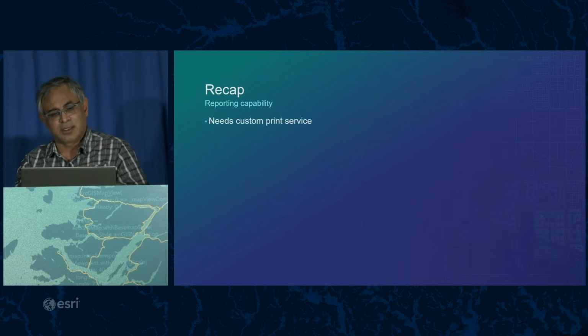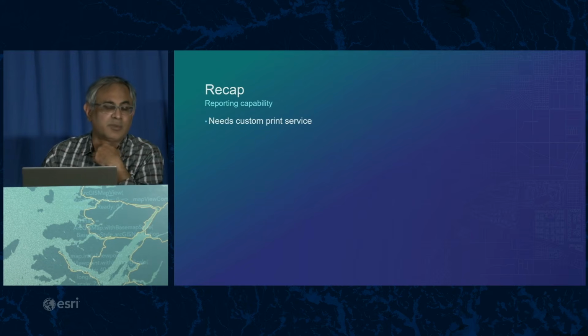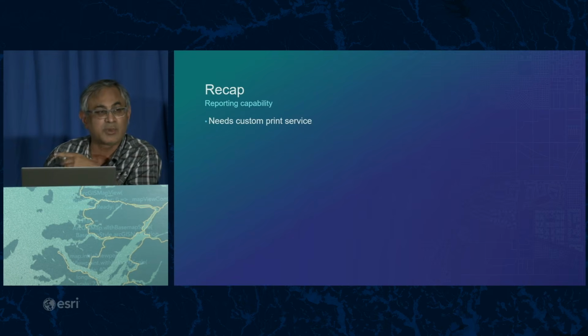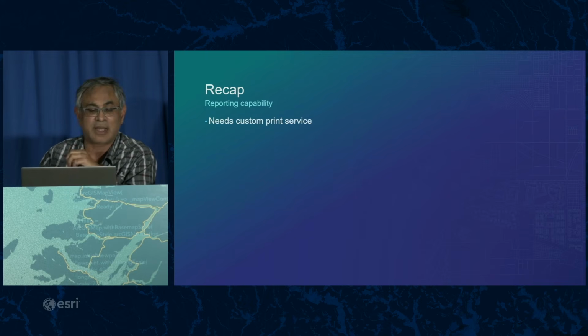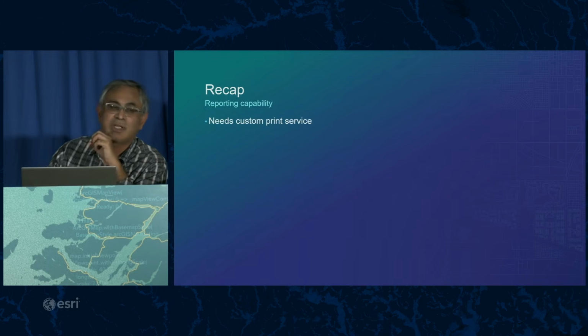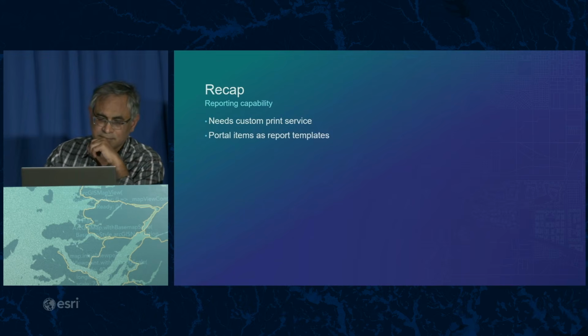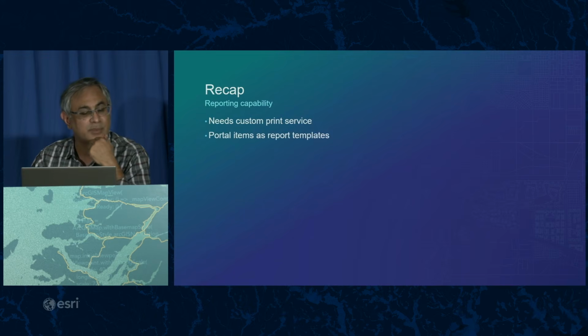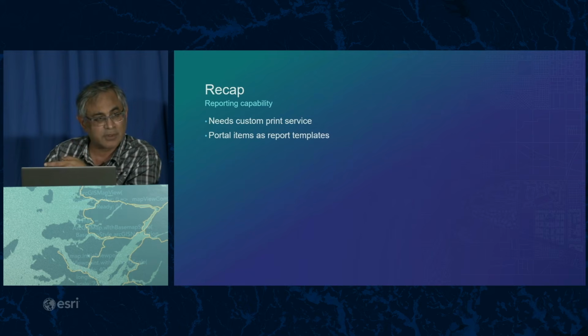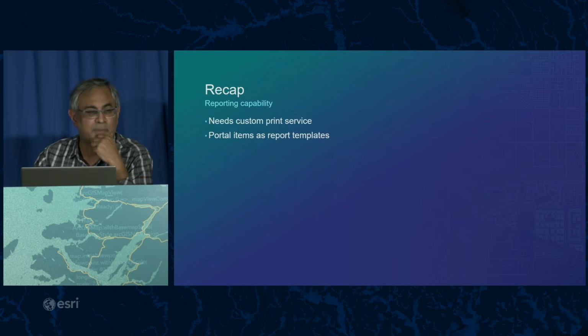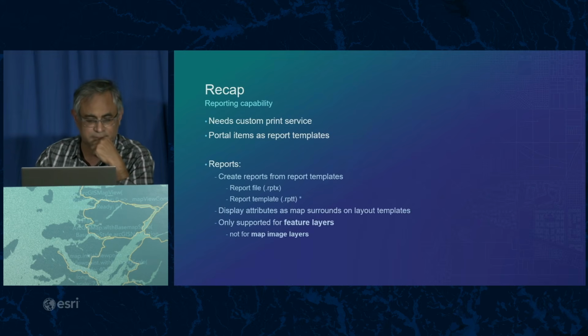Okay. Now, as we talked about before, for the reporting capability, the one that we showed requires the report templates, so we need to have a custom print service. You cannot use that with the out-of-the-box print service. That's because the out-of-the-box print service does not have the get report templates task. Okay, you can upload that as a report template. You create that the way Jill showed. You author that in Pro. You export that as an RPTX file and upload that as a report template.